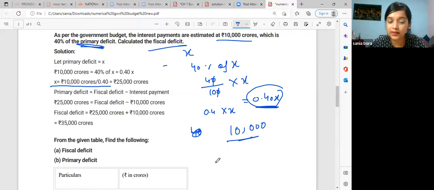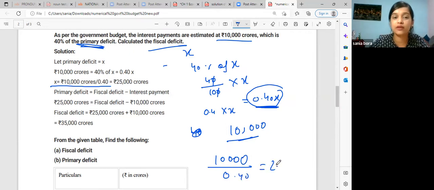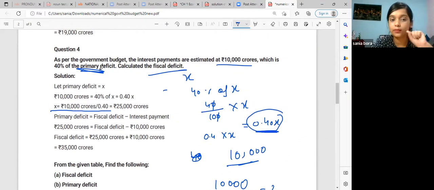Then it is going to be like this, 10,000, and you will be solving it like this, and the answer will be 25 crores. Are you getting what I taught you over here? First, just forget about everything. It is mentioned that your primary deficit is 40% of what is given. So you take the primary deficit as X and you find out 40% of X.